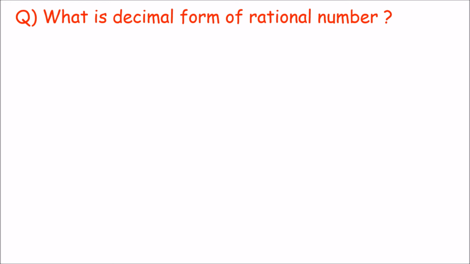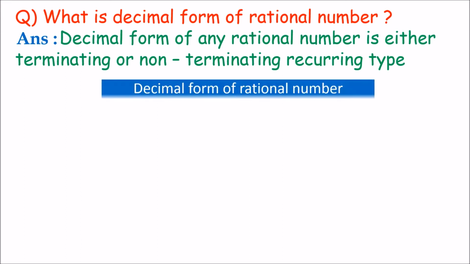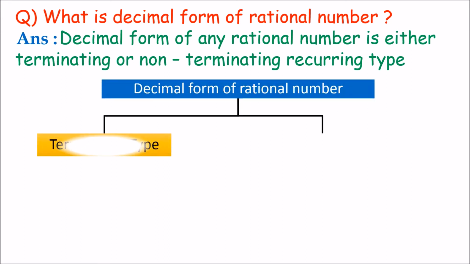What is the decimal form of a rational number? The decimal form of any rational number is either terminating or non-terminating recurring type. The decimal representation of any rational number can be terminating or non-terminating recurring type. Let's see some examples over here.